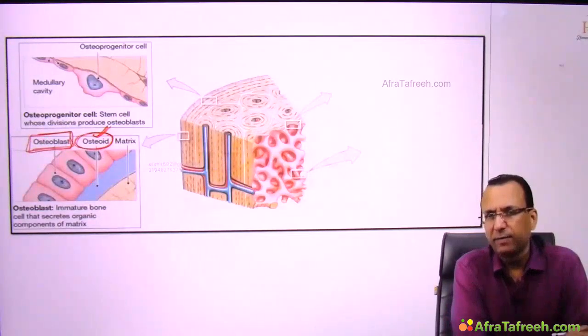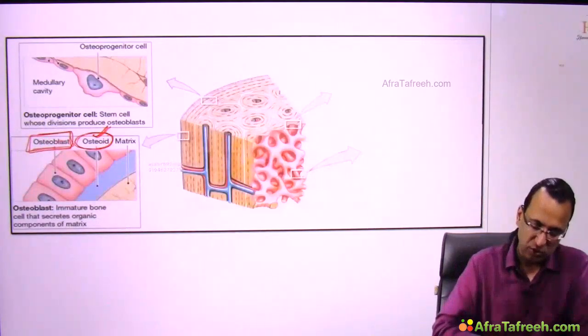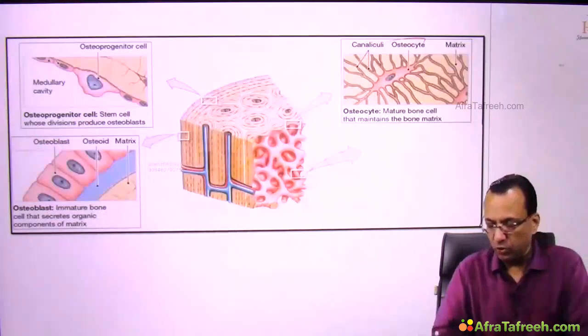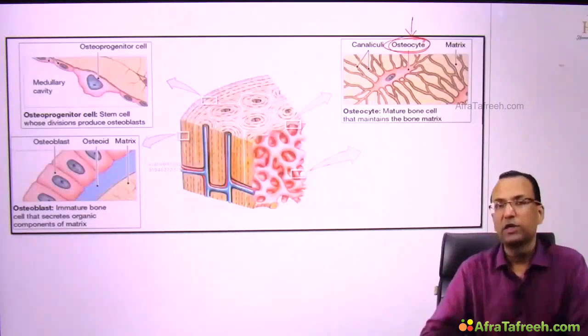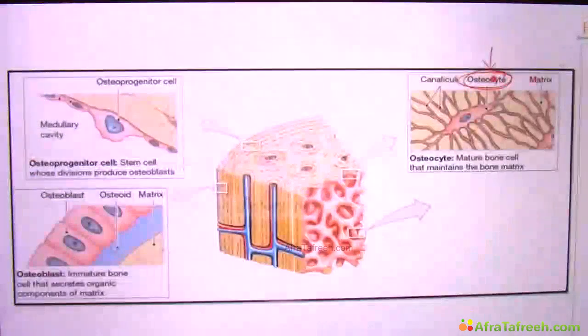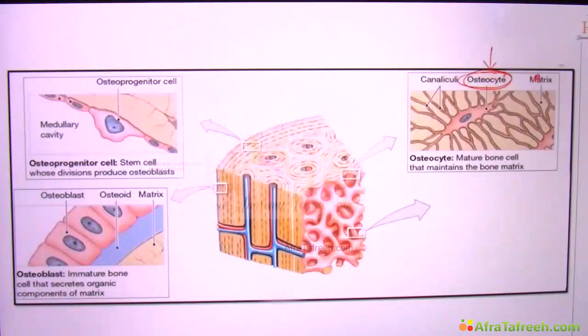And later when the osteoblasts become old, it will be called osteocyte. Osteocyte is the older version of the osteoblast, and now it is not forming any bone. It is for maintenance of the bone. Osteocyte is for maintenance of the bone. It is not involved in osteogenesis. Osteogenesis is done by osteoblast.